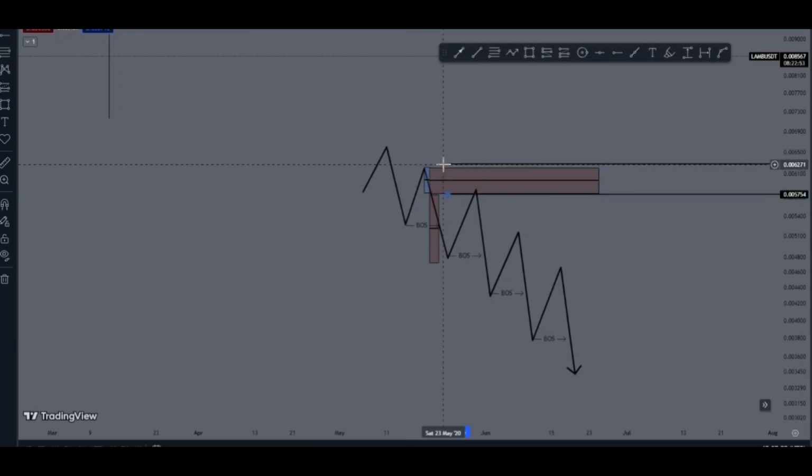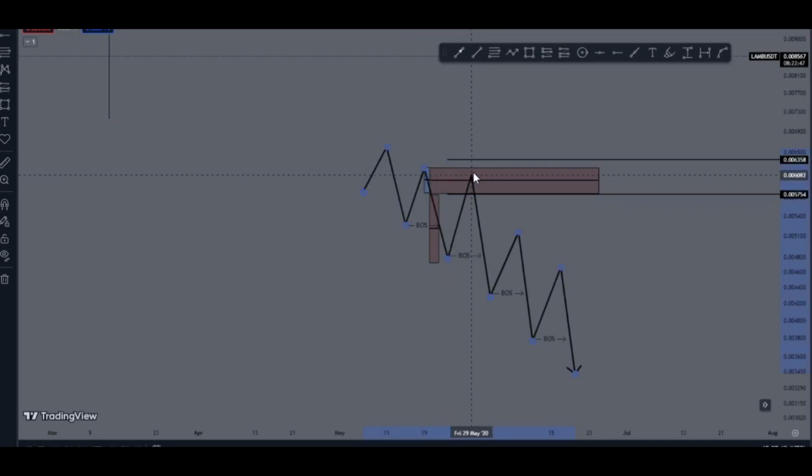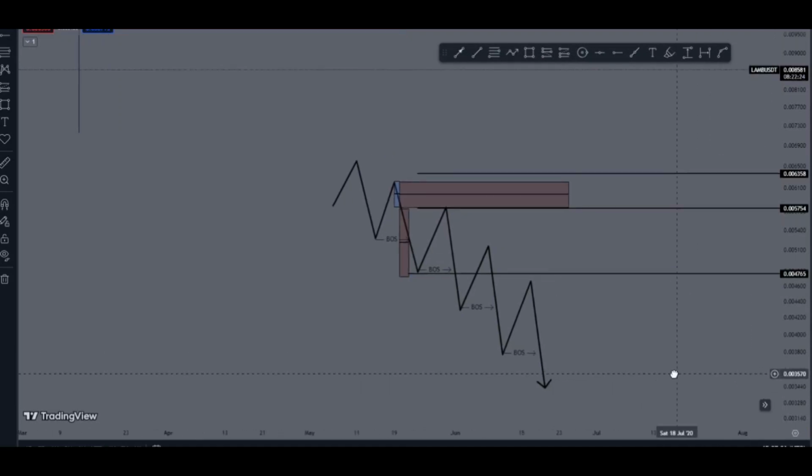Sorry, guys. Then your stop loss will be here, a few pips above the zone, because sometimes the market can come up right here. Sometimes the market can just tip, like a sniper entry, touch it and come down. Then your take profit will be here. This zone, the last low, will be your take profit.